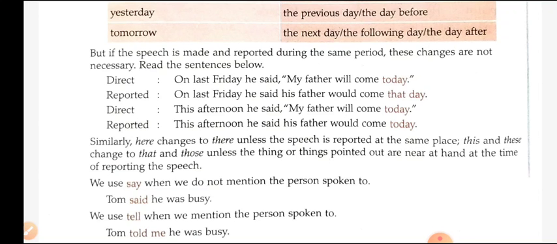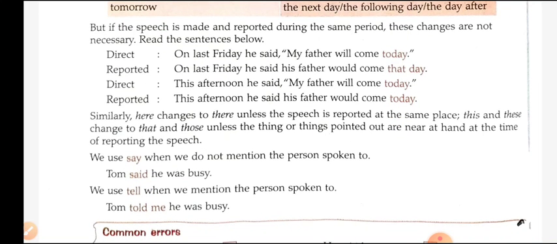Direct: This afternoon he said, "My father will come today." Reported: This afternoon he said his father would come today. Similarly, here changes to there unless the speech is reported at the same time, same place. This and these change to that and those unless the thing or things pointed out are near at hand at the time of reporting the speech.